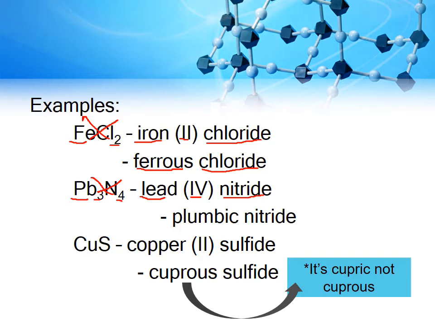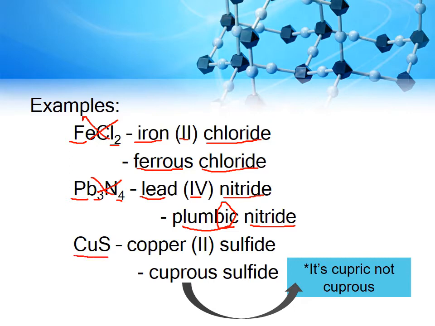On the other hand, this compound is also known as plumbic nitride. Why plumbic? Since we only have two oxidation numbers for lead, and those are Pb positive 2 and Pb positive 4, and positive 4 is higher than positive 2, therefore we will be using the suffix IC, followed by the name of the nonmetal that ends in IDE, which is nitride. Therefore, we have the name plumbic nitride.